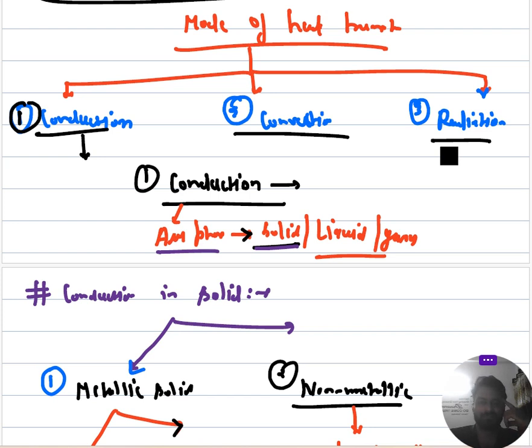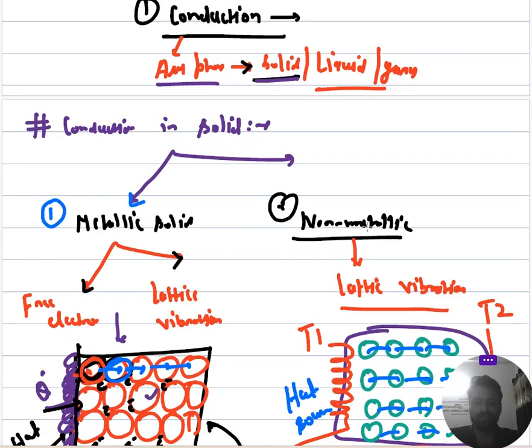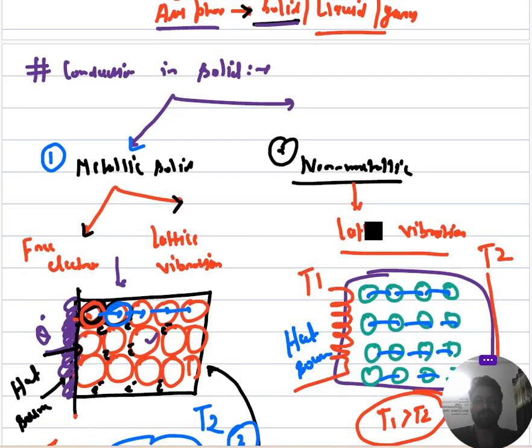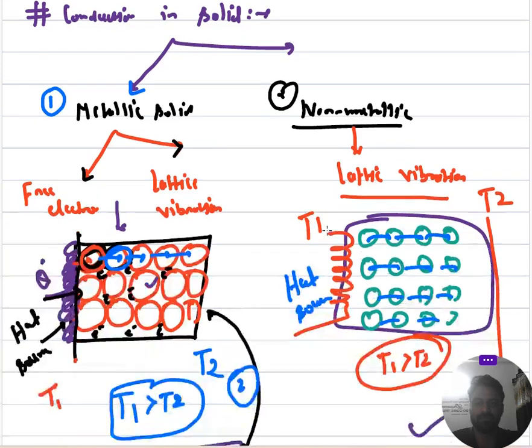Now coming to the modes of heat transfer. Obviously we all know that there are three modes of heat transfer: conduction, convection, and radiation. You can also see it here in the slide. Conduction happens in solids, liquids, and gases. And for conduction in solids, solids can be divided into two parts: first is metallic solid, and another is non-metallic solid.